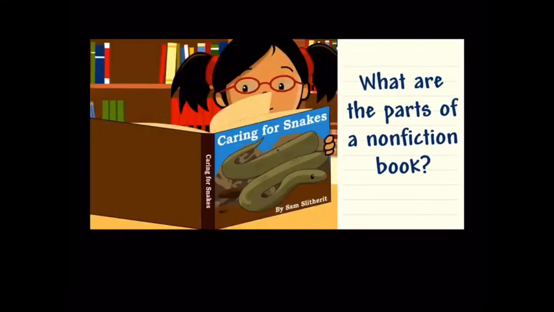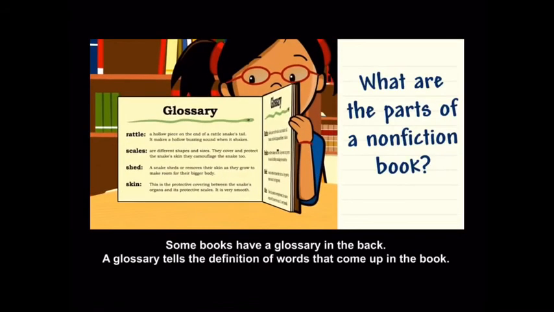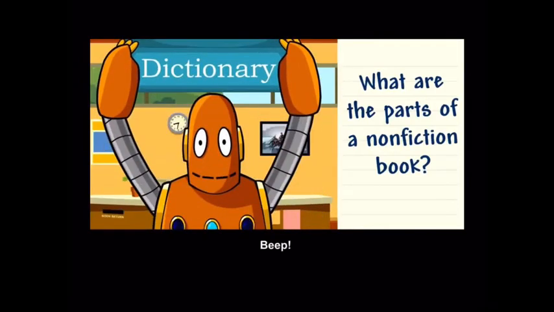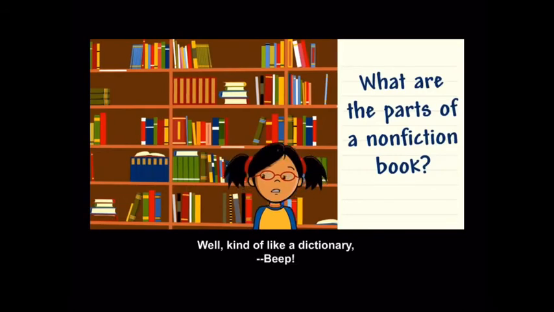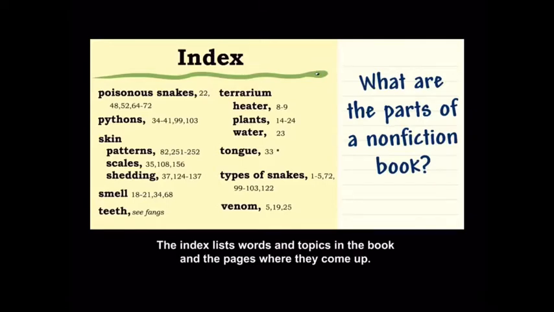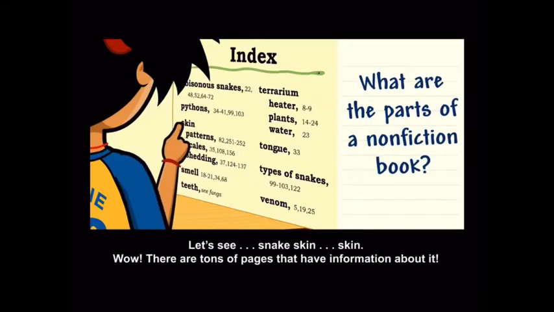Perfect. Some books have a glossary in the back. A glossary tells the definition of words that come up in the book. Well, kind of like a dictionary, except a lot smaller. Some books also have an index. The index lists words and topics in the book and the pages where they come up. Let's see. Snakeskin. Skin. Wow. There are tons of pages that have information about it.